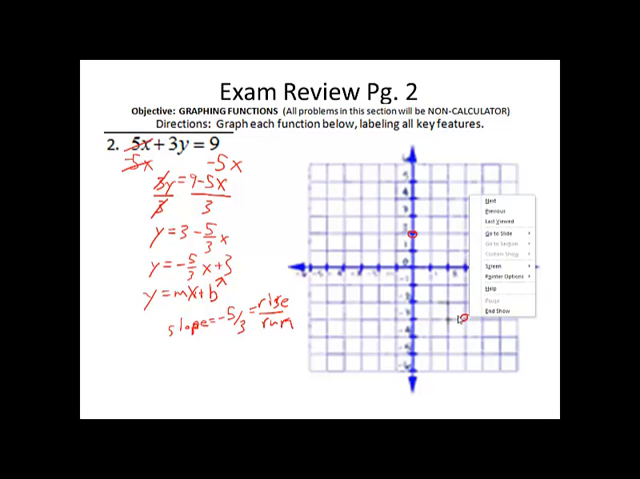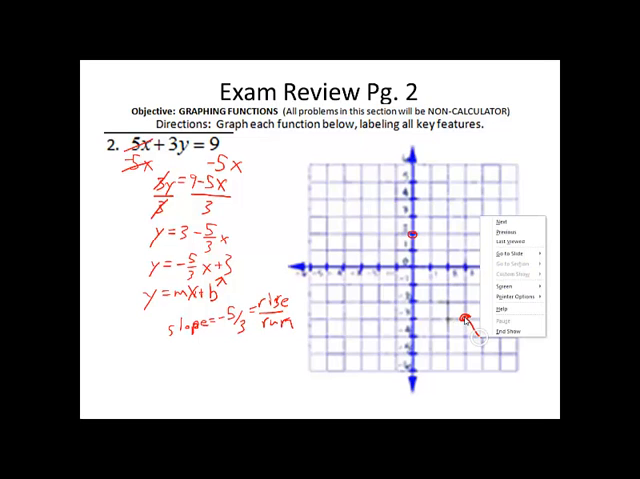Put our dot there. And because our slope is so big, looks like we're only going to be able to get those 2 points. So again, we just do our best to try to connect those dots. And there we go.